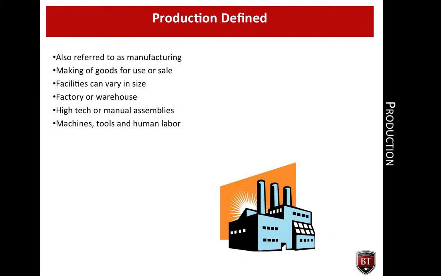Production, also referred to as manufacturing, can be defined as the making of goods for use or sale. Production facilities can vary in size and can be a factory or a warehouse setting. It can be high-tech or manual assemblies. Manufacturing utilizes machines, tools, and human labor to produce the needed goods.